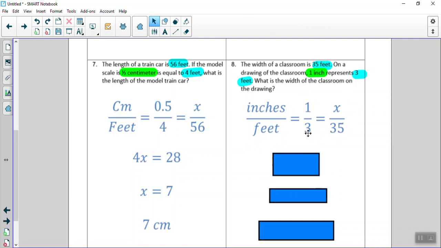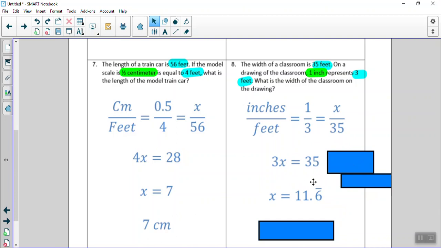So then we're going to cross multiply. 3 times x is 3x, 1 times 35 is 35. Divide by 3 on both sides, and we get 11.6 repeating. And again, we want to use our units, so we were looking for the inches compared to the real life feet, so it is 11.6 repeating inches.